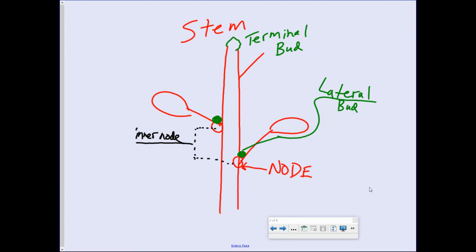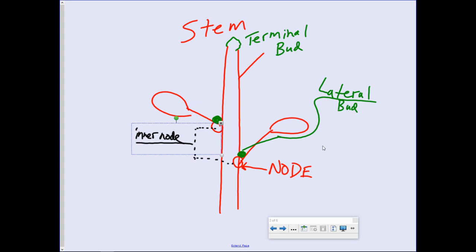The first thing that we did is we drew our stem. On your stem, the little point where our petiole attaches, highlight it right there, that is a node. The distance in between two nodes is called an internode.